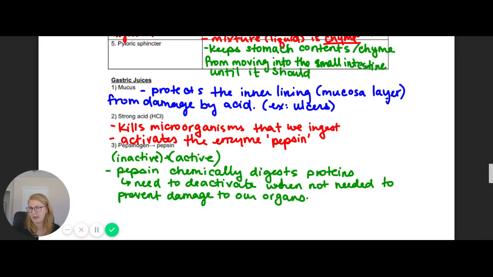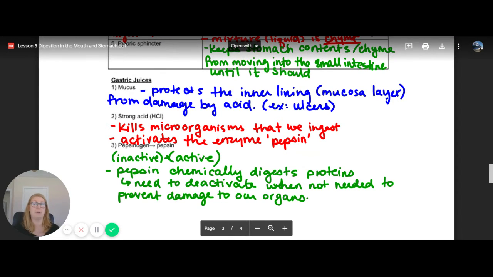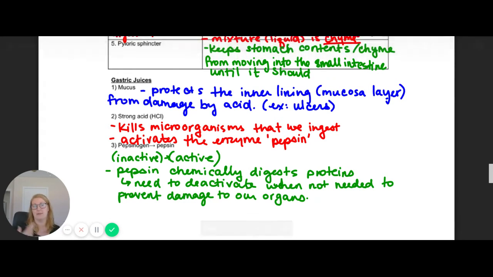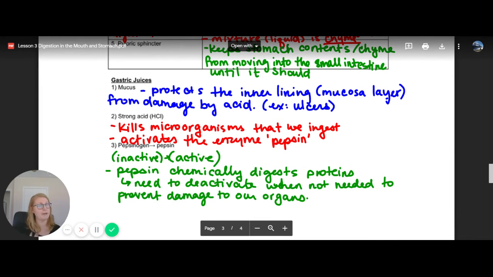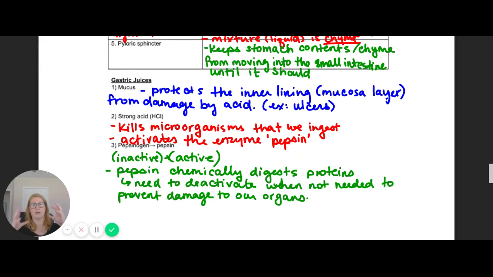We also have a strong acid, which is hydrochloric acid. Its job is to, number 1, kill microorganisms that we might have ingested, and number 2, it activates another enzyme, which is called pepsin. So HCl is not an enzyme. It doesn't have that action of breaking things apart that we were talking about earlier. But what it does allow is to change the pH. Those of you who have taken chemistry, you know all about pH. In grade 10 science, we talk about it a little bit as well.